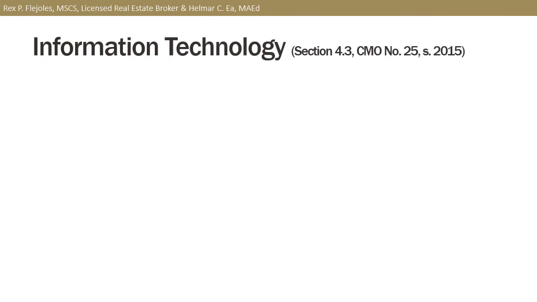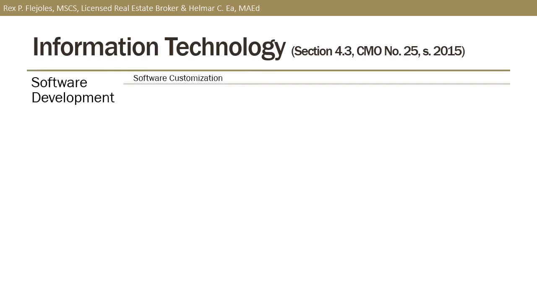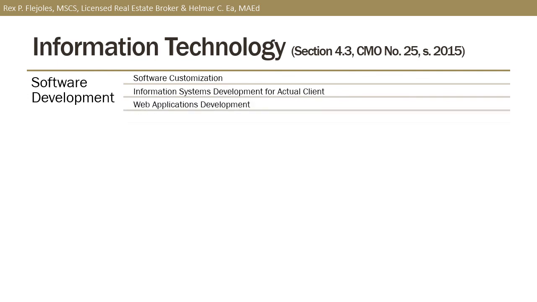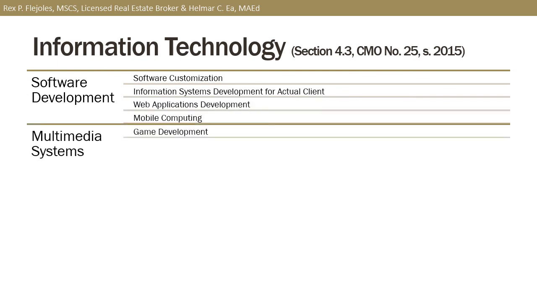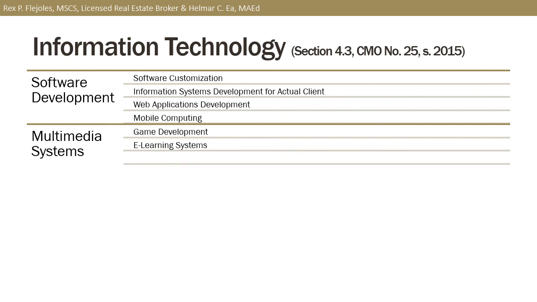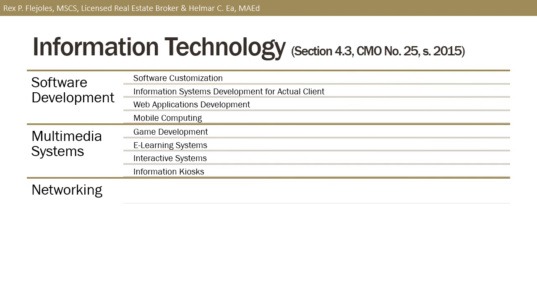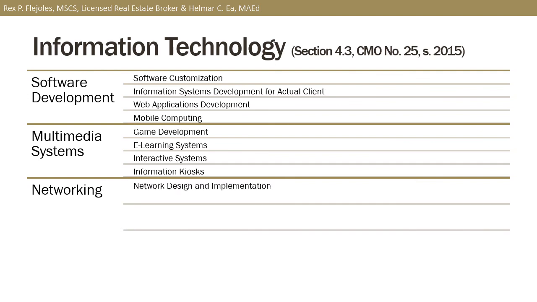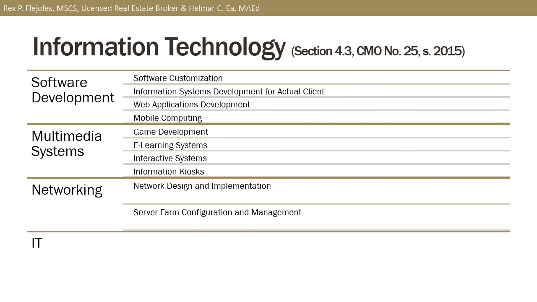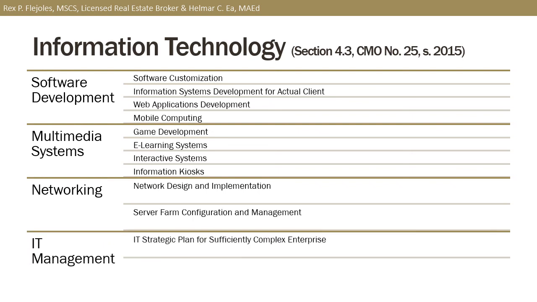For students taking Bachelor of Science in Information Technology, the following are suggested areas for research as presented in SEMO 25 series of 2015. Software customization, information systems development for actual client, web applications development, mobile computing, game development, e-learning systems, interactive systems, information kiosks, network design and implementation, server farm configuration and management, IT strategic plan for sufficiently complex enterprise, and IT security analysis, planning, and implementation.